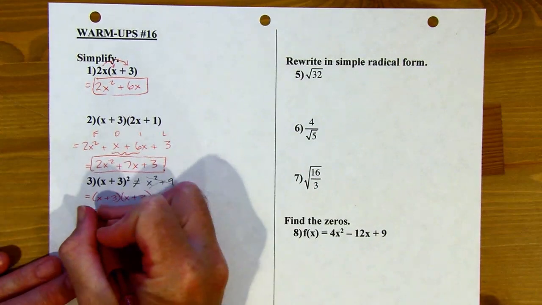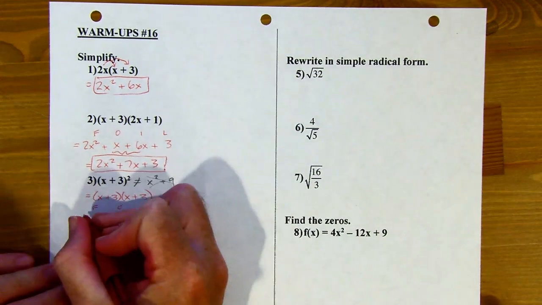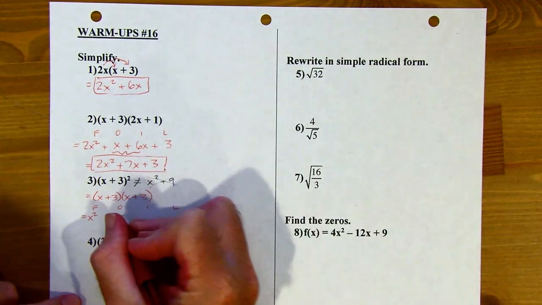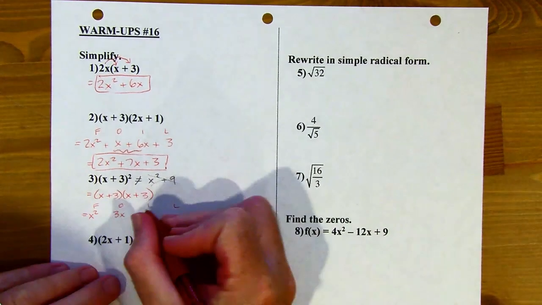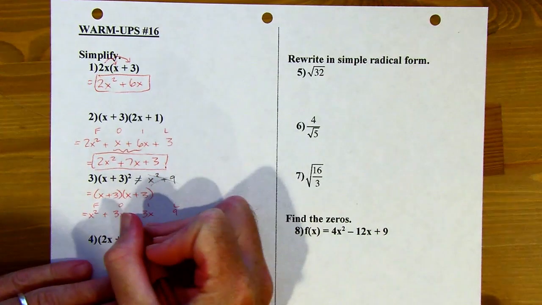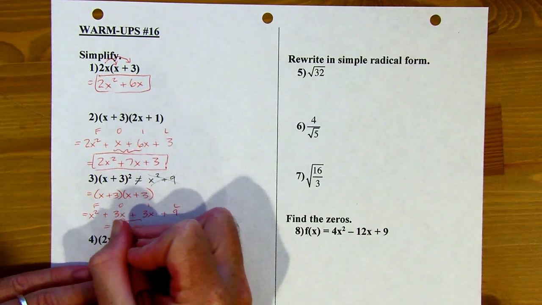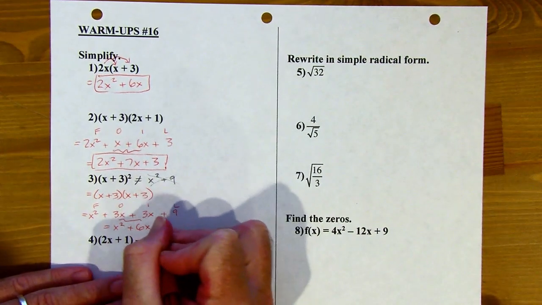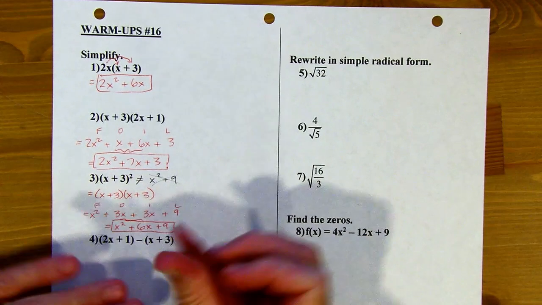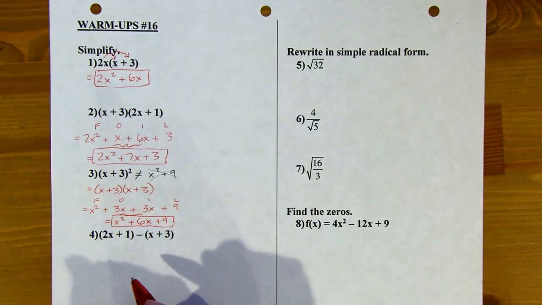All right, so foiling now. First, outer, inner, last. First, x times x is x squared. Outer, x times 3 is 3x. Inner, 3 times x is 3x. And last, 3 times 3 is 9. Add everything together, and again, we've got like terms in the middle here, so x squared plus 6x plus 9. Okay? So if you just squared both the terms at the beginning, you miss out on the 6x that goes in the middle. Okay? All right.